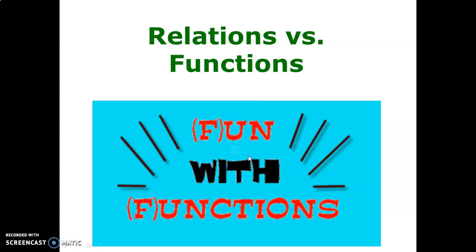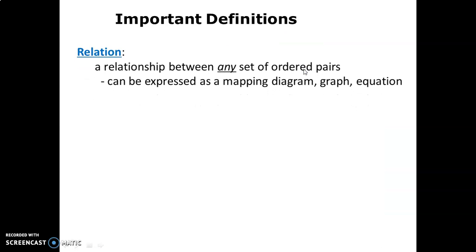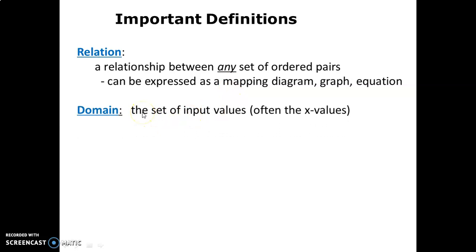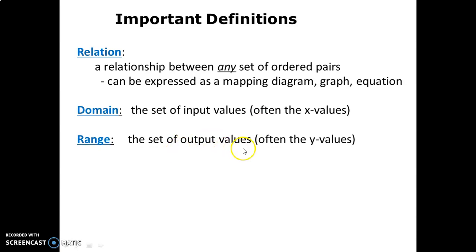All right, let's talk about relations versus functions now. We've been talking about relations. Let's talk about now what a function is, because a function is a specific type of relation. So, important definitions. Number 1, a relation is a relationship between any set of ordered pairs. It can be expressed as a mapping diagram, a graph, an equation. We've seen that already. So a relation is any relationship. The domain of a relation is the set of input values. Often these are considered the x values, the independent values. The range is the set of output values. Often these are the y values, the dependent variable.